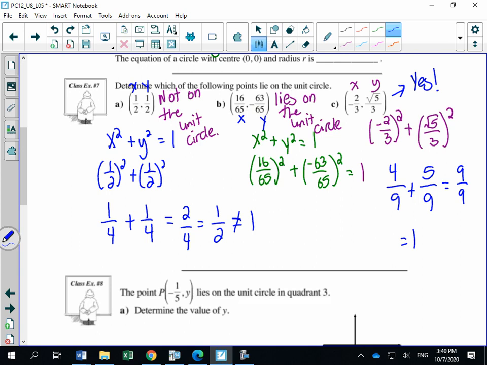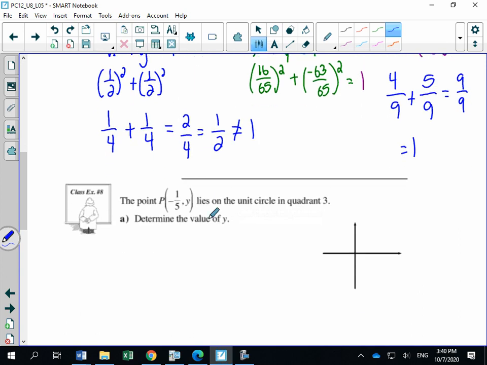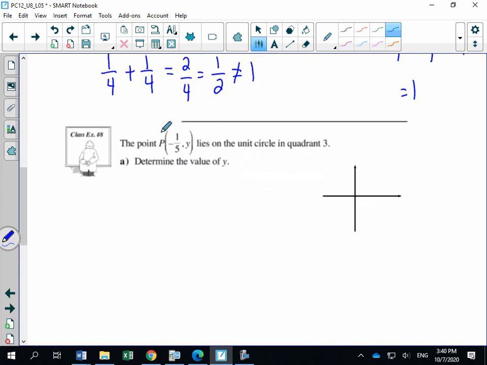Okay, class example 8. They give me my x coordinate, but they don't give me my y. The point lies on the unit circle in quadrant 3. So I'm going to draw this.